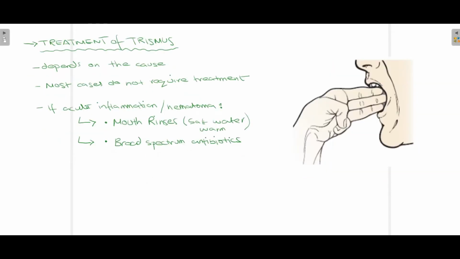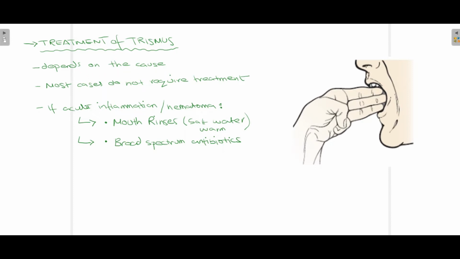Now, after trismus has been identified clinically and as reported by the patient according to the symptoms, trismus is diagnosed. Now, how will we manage trismus? Firstly, we have to identify what the cause is.